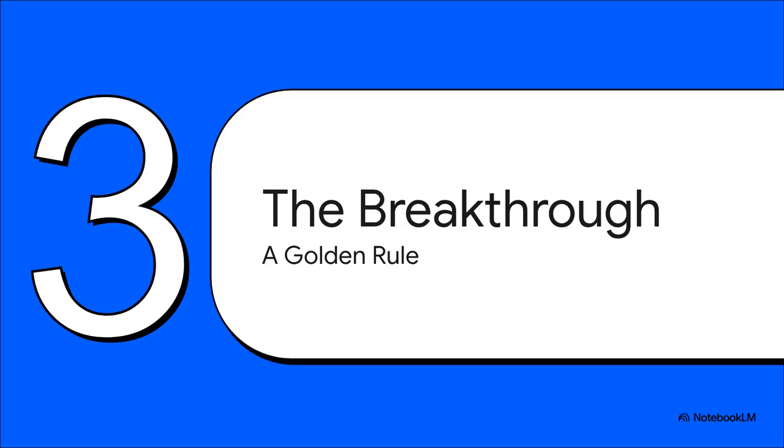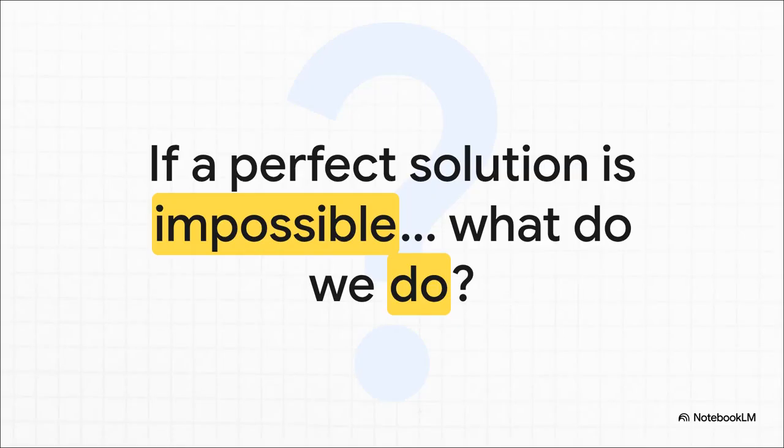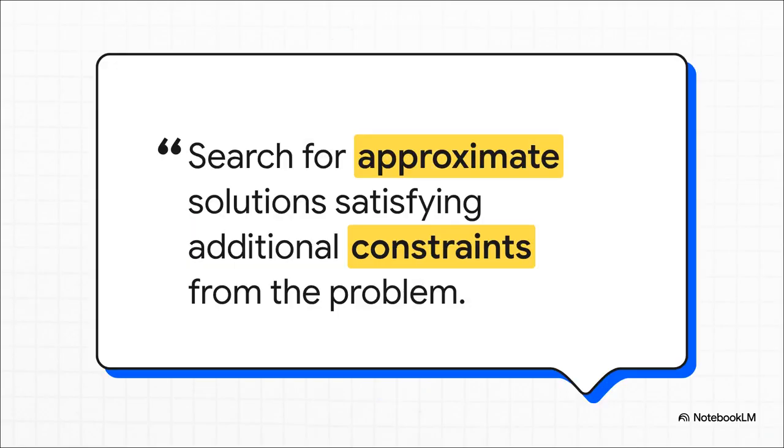We can't go backward. But a brilliant shift in thinking changed everything, and it gave us a kind of golden rule for solving the unsolvable. I mean, this is the question that scientists and mathematicians were stuck on for decades. If a perfect, mathematically pure solution is completely off the table, what's next? Do we just give up? Nope. We changed the question, and this is the breakthrough, the golden rule.